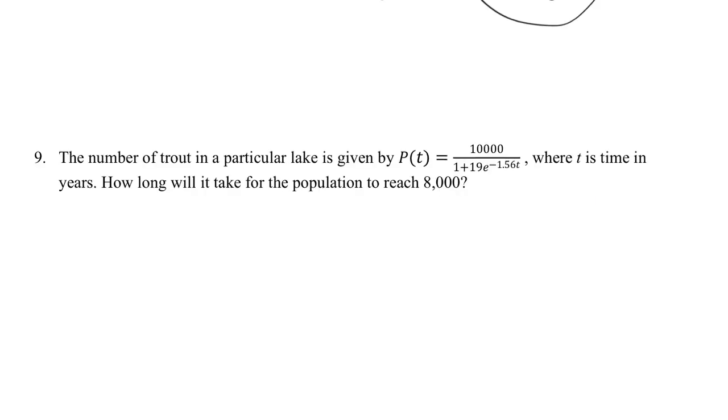Okay, question number 9, also from section 4.6. We have a population of trout, and this is the number of trout at any given time. How long will it take for the population to reach 8,000? So the population is given by this variable here, p of t. So how long will it take is the measurement of time. So we're solving for t, which means the 8,000 population goes right here for the population.